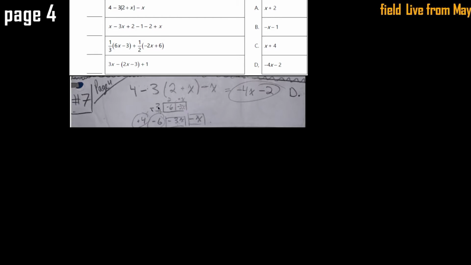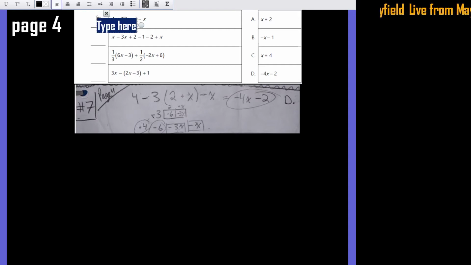Alright, so again, it gives you the original expression, which I do the distributive property first. So I'm doing negative 3 times a positive 2 is negative 6. And I do a negative 3 times a positive x is negative 3x. And again, I write that with my original expression, combine like terms, and simplify. And so I should end up with negative 4x minus 2, which is D. So for this first one, it's going to be D.